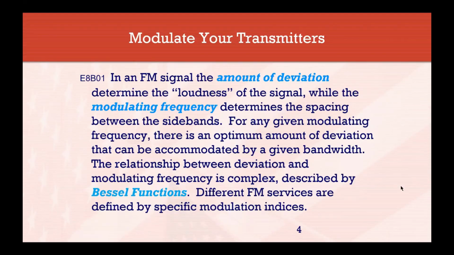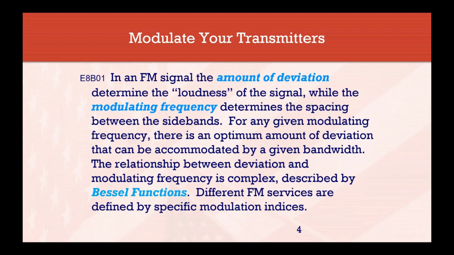Okay, in an FM signal, the amount of deviation, you remember that in frequency modulation, we're taking an audio frequency and changing the output frequency of the transmitter in step with the audio. So the amount of deviation determines the loudness of the signal, the amount that we move the transmitter signal back and forth, that we increase and decrease its frequency. The modulating frequency, that is the audio that we're talking about, determines the spacing between the sidebands and gives you the actual voice information that we're looking for.